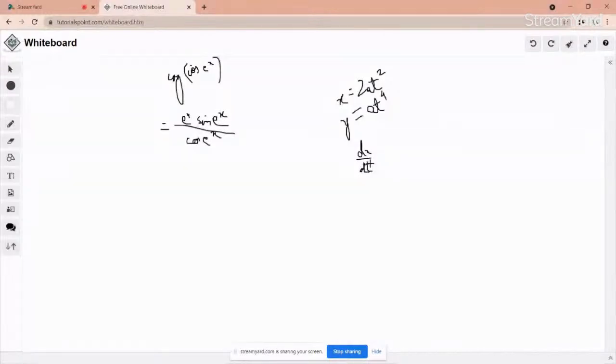So a is a constant, which is 2, so we will take 2a outside, so it will be 4at, and dy by dt.